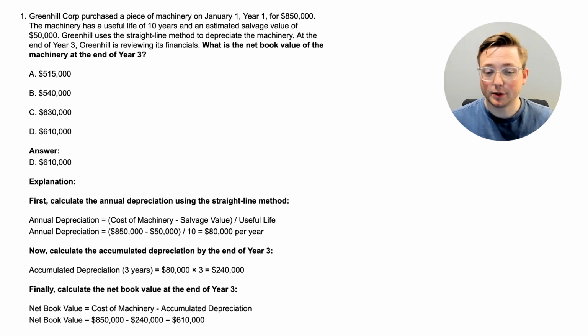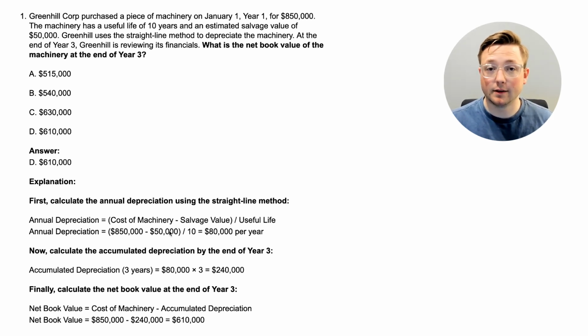To calculate the annual depreciation using the straight line method, you take the cost less the salvage value of whatever you're talking about, and then you divide it by the useful life, and that gives you the depreciation that you're going to have each year, and then you just have to do that each year. That's about it. So in this case, you have $850,000 of the cost of the machinery.